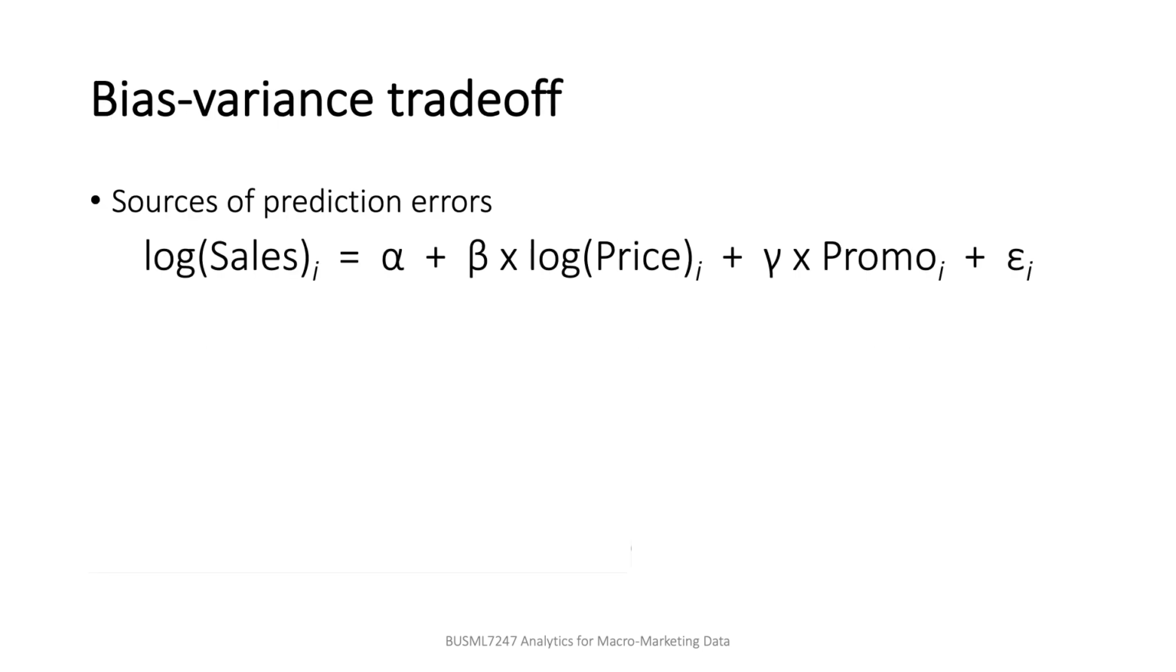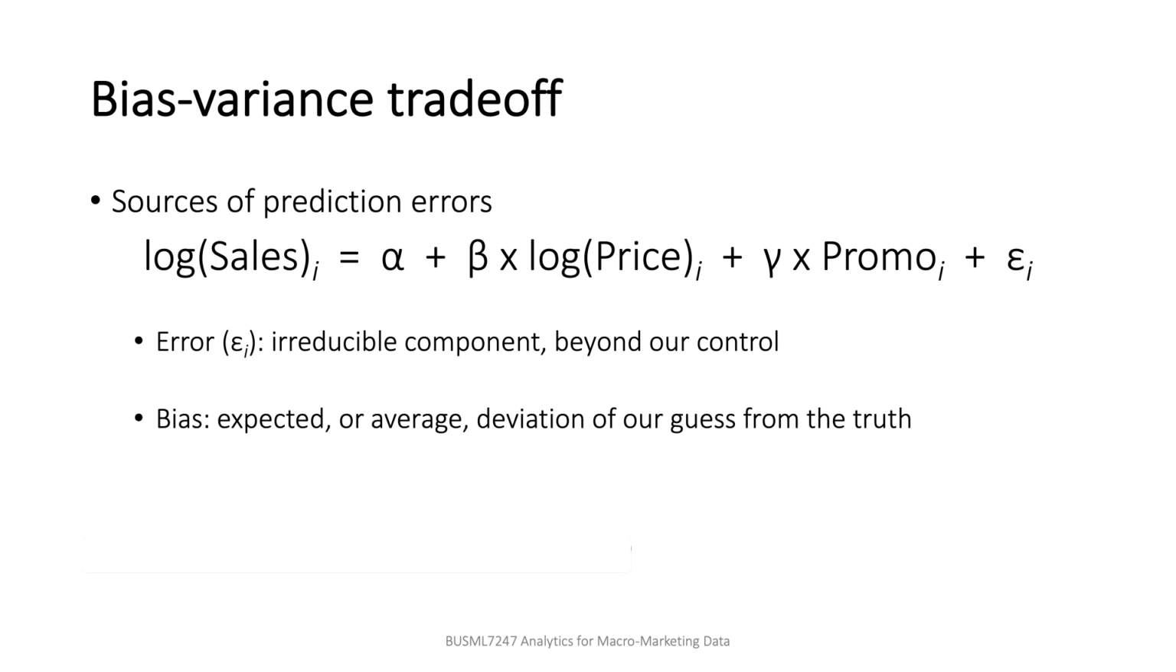The prediction errors can be decomposed into three components. First, inherent errors in data, epsilon. This error is irrelevant to the predictors and the target variable, so prediction errors coming from epsilon are irreducible, beyond our control. Second, bias. This is a systematically expected or average deviation of our guess on the coefficient from the truth. That is, it is coming from the difference between A and alpha, B and beta, and C and gamma.